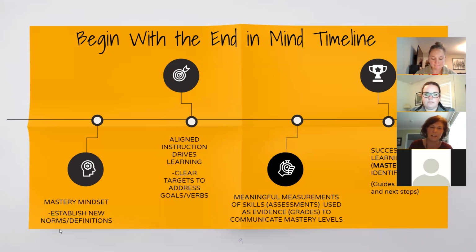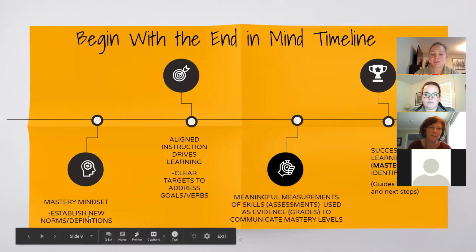To get to the evidence though, we have to have truly quality, aligned instruction, because that's what's driving our learning. And if we're doing things in our class that are cool and fun and engaging, but they're not aligned to our learning targets, then we're going to struggle to reach that mastery point. So we need those clear targets to address those goals and verbs. That's basically our best practices.